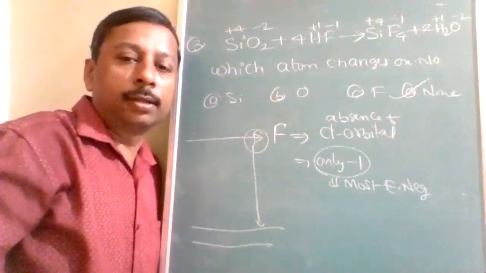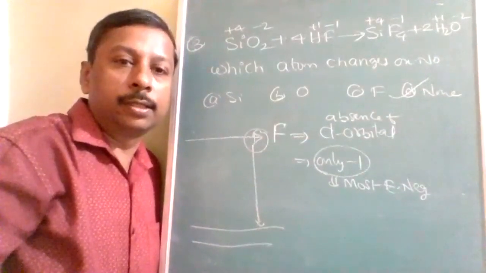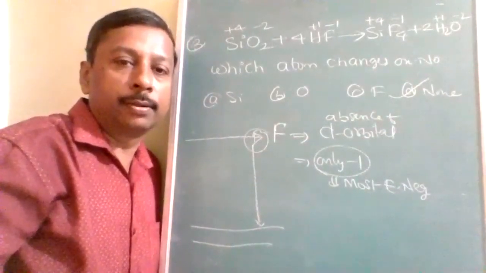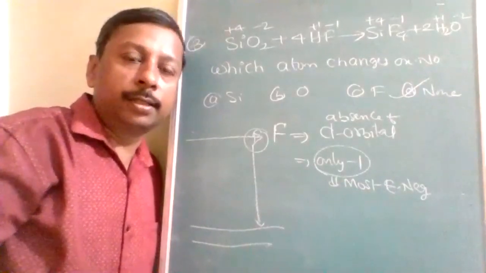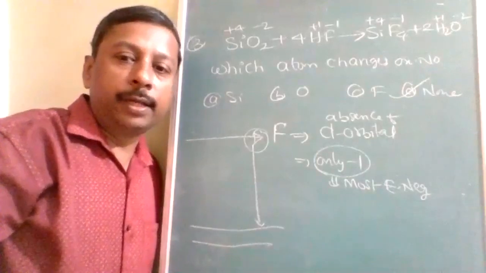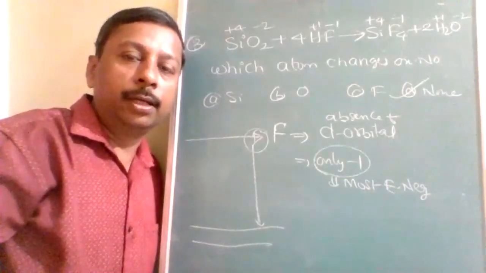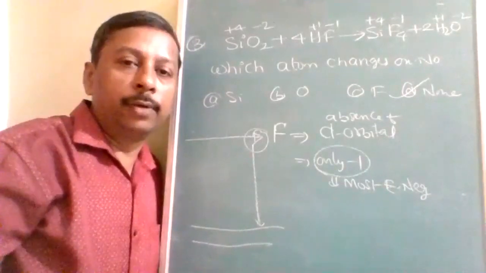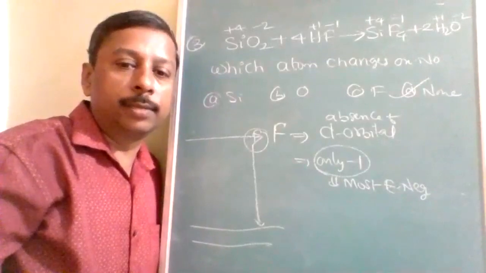It is not a redox reaction. It is just a double displacement reaction. Okay, what reaction? Double displacement. Displacement reactions are redox reactions, but double displacement reactions are not redox reactions. Here oxygen is replaced by fluorine, and fluorine is replaced by oxygen. That's why it is a double displacement.